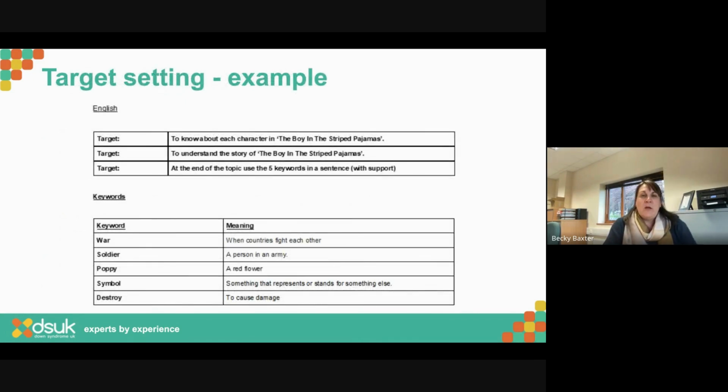So these are some examples from a secondary school. We've got on there to know about each character in The Boy in the Striped Pyjamas, to understand the story of The Boy in the Striped Pyjamas. And at the end of the topic, use 5 key words in a sentence, and they've got in there with support.